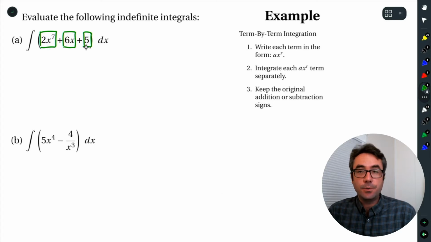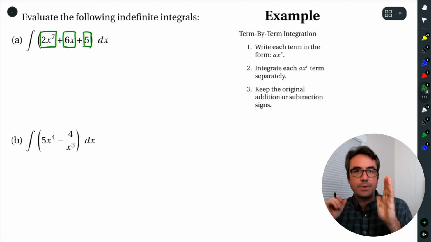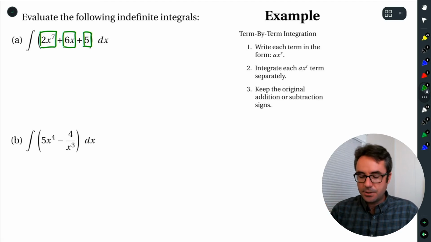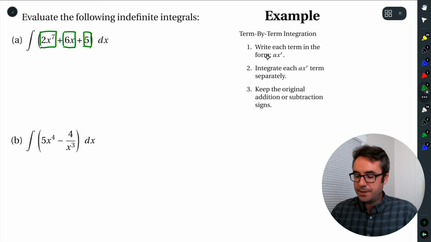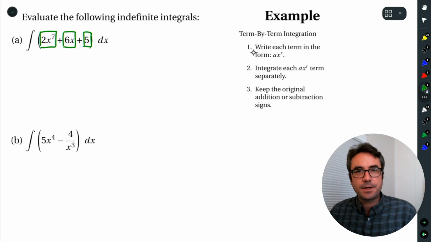What we're going to do is start with the first term, integrate it. Then move on to the second term, integrate that. Move on to the third term, integrate that. And we just go down the line, however many terms we have, and integrate them all. And when we have power functions like this, the first thing we want to do is, if applicable, rewrite each term so that it's in a good format for integration.